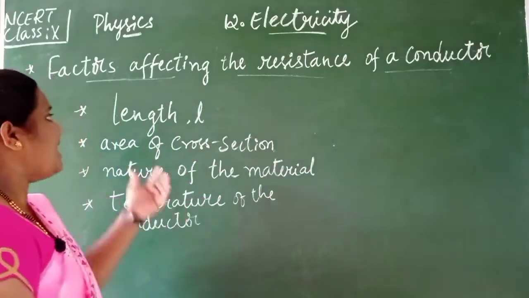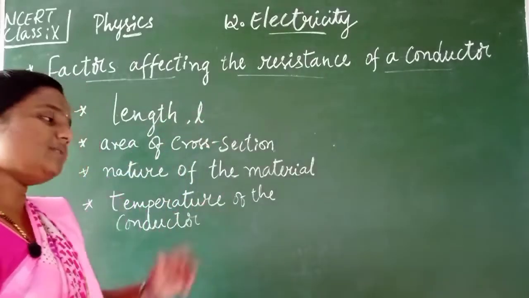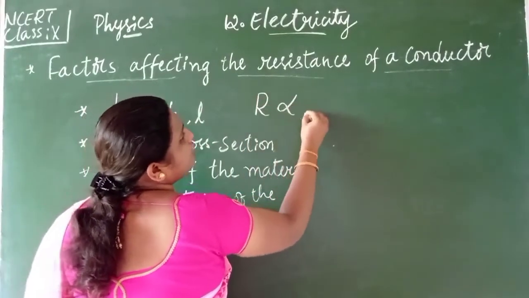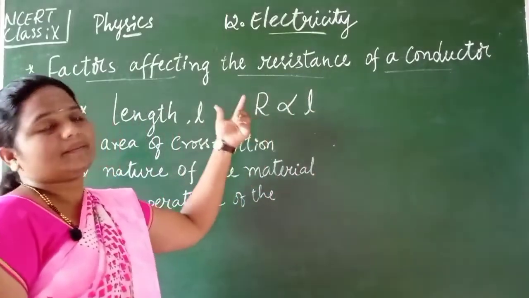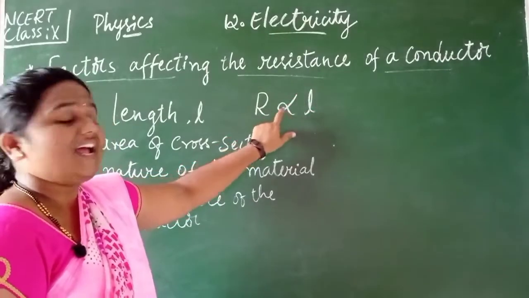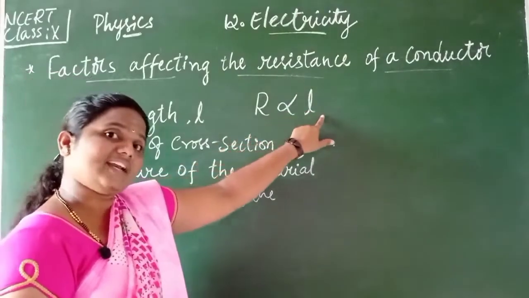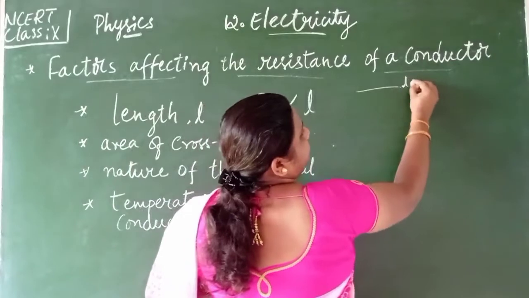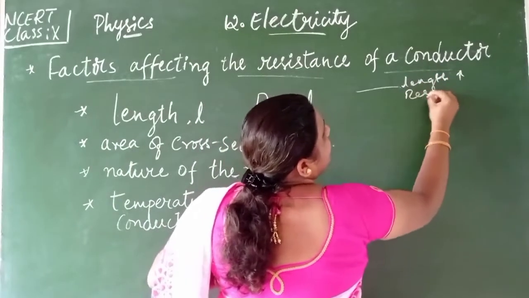We are saying that the resistance also depends upon length. And it has been experimentally found that the resistance is directly proportional to L. Here L is nothing but length, R is nothing but resistance. And this proportionality symbol, what is it saying, children? It is directly proportional, isn't it? So, if the length of the wire gets increased, what happens? If length increases, resistance also increases.